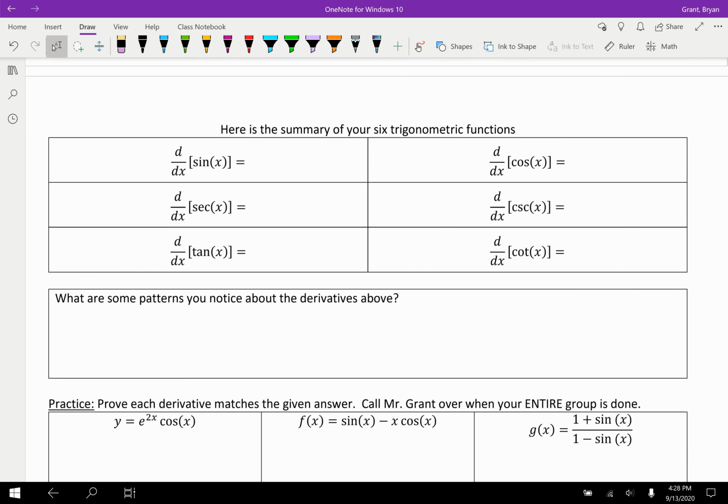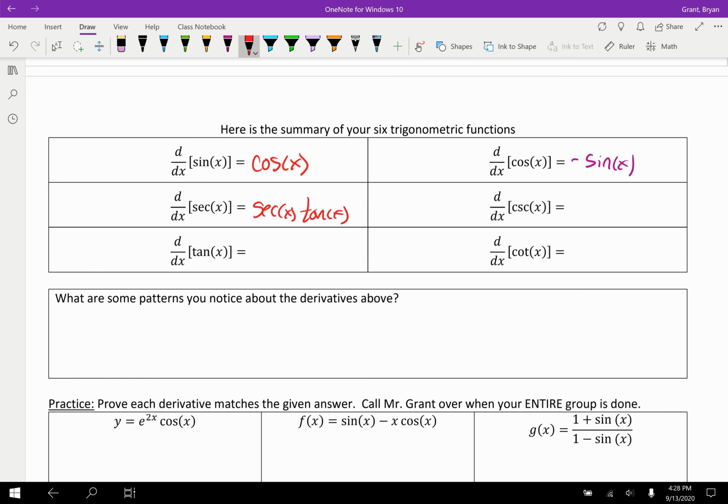You will have 2 of these for your homework, but let's fill in what we know so far. We know the derivative of sine was cosine, and the derivative of cosine was negative sine of x. We also saw that the derivative of secant was secant of x tangent of x.